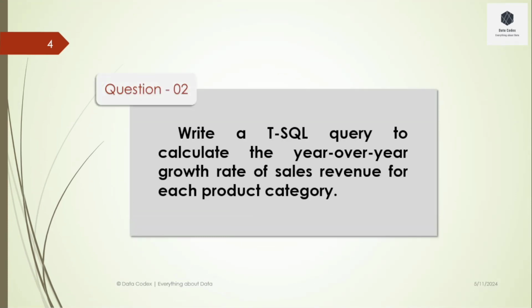For the second question, we are going to write a T-SQL query to calculate the year over year growth rate of the sales revenue for each product category. We have grouped each product into a certain category. Based on these categories, we are going to calculate the year on year sales revenue. We have some amount of revenue for the previous year and some amount of revenue for this year. We are going to calculate the difference between these year on year sales for each product category, not for the total sales. We are going to display the result set for each product category based on date.